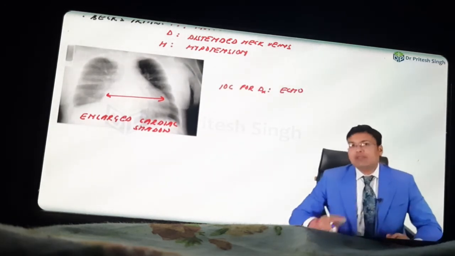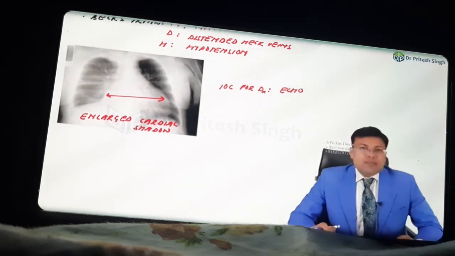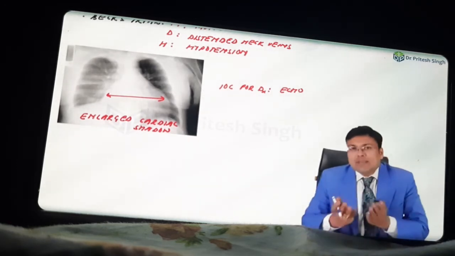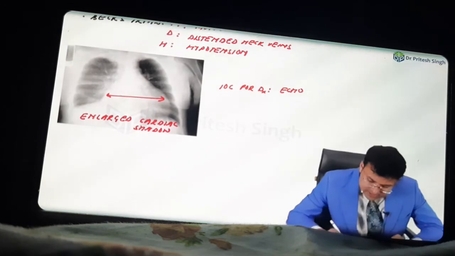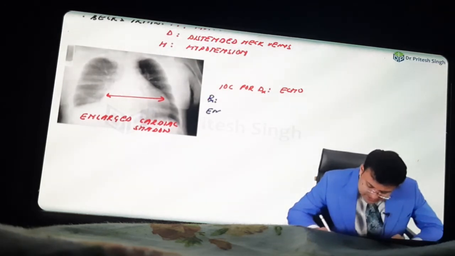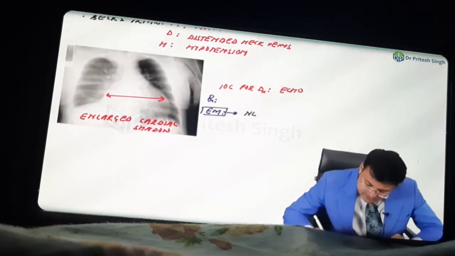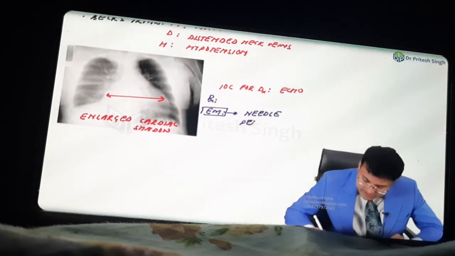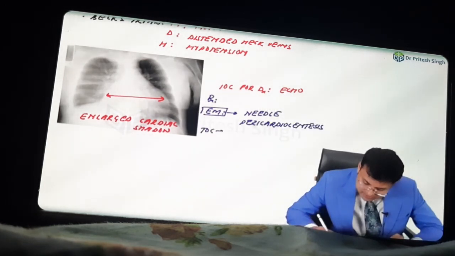Now there is emergency treatment. We have to insert a needle and aspirate the fluid, known as needle pericardiocentesis. And what is the treatment of choice? It's the pericardiotomy. Surgical pericardiotomy. So say the treatment. The emergency treatment is needle pericardiocentesis. And the treatment of choice is surgical pericardiotomy and drainage of fluid.